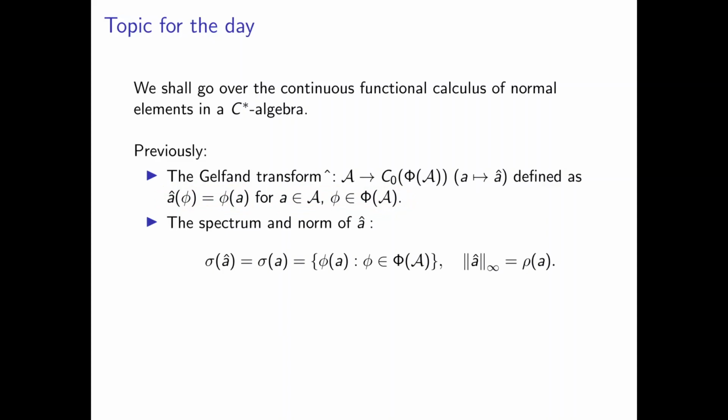And then we noted that the spectrum and norm of this function A hat is the same as the spectrum of A, which we have here. And this spectrum of A is actually equal to the set of functionals evaluated at A, where phi is a functional here. And then from this, we immediately get that the spectral radius of A must be equal to the infinity norm of A hat.